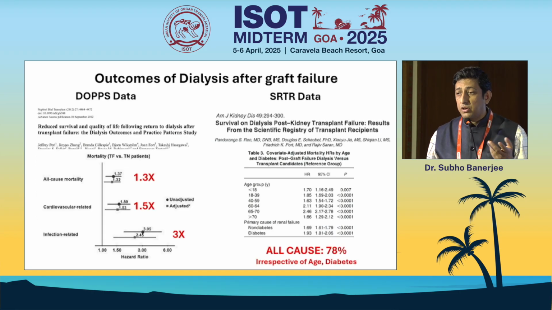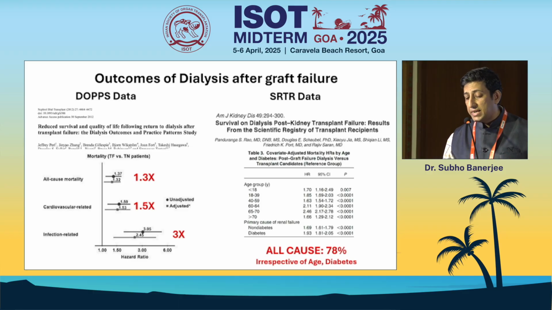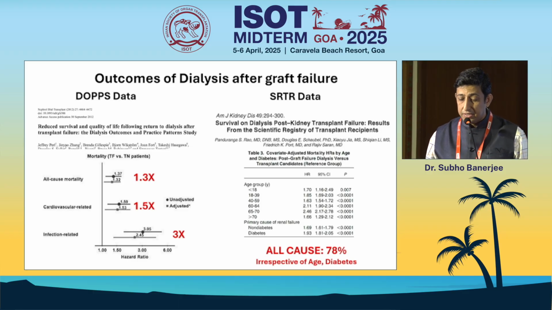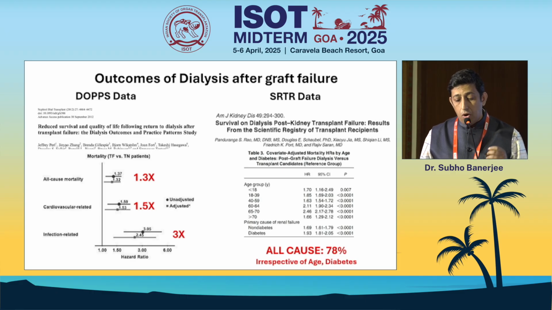So what are the outcomes of a person on dialysis? We have 2 large registry data, the DOPPS study and the SRTR study. They've shown that the all-cause mortality in the DOPPS study was 1.3 times. Cardiovascular was 1.5 times, and infection-related was around 3 times higher. Similarly, in the SRTR, all-cause mortality was around 78% higher. And this was irrespective of age and diabetes. So the graft, the immunosuppression, they are playing a role in it.